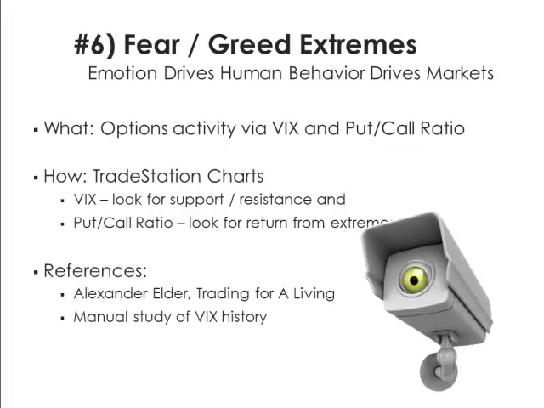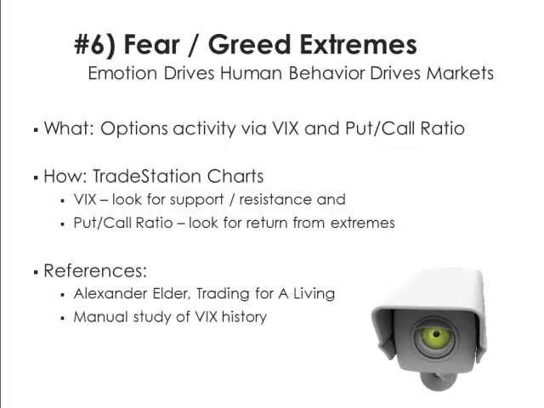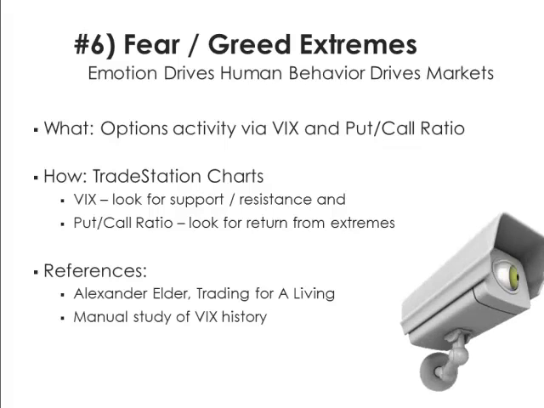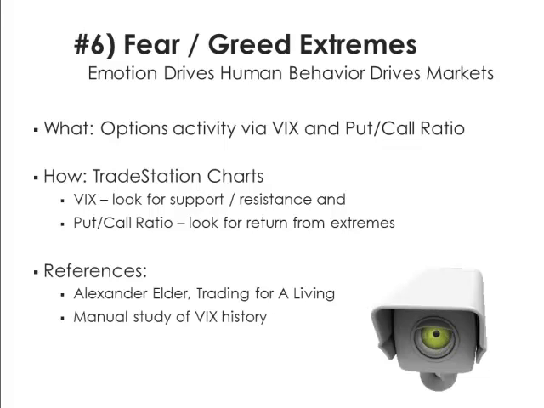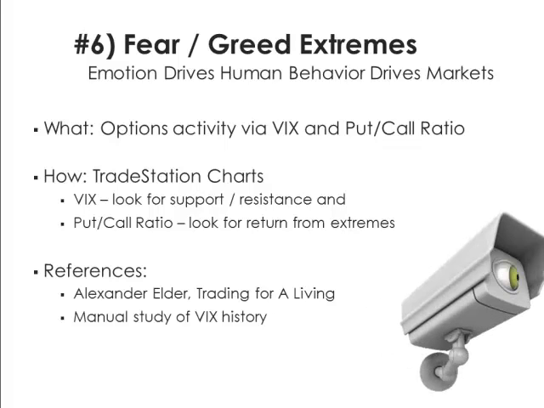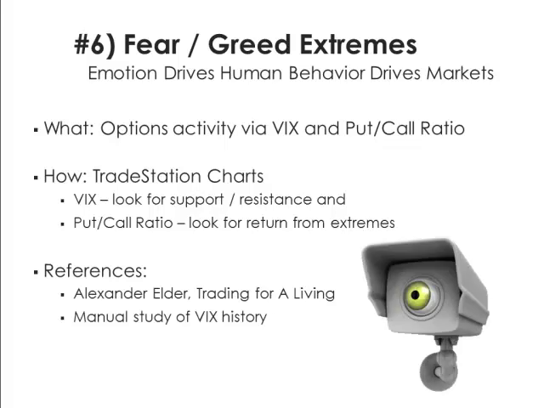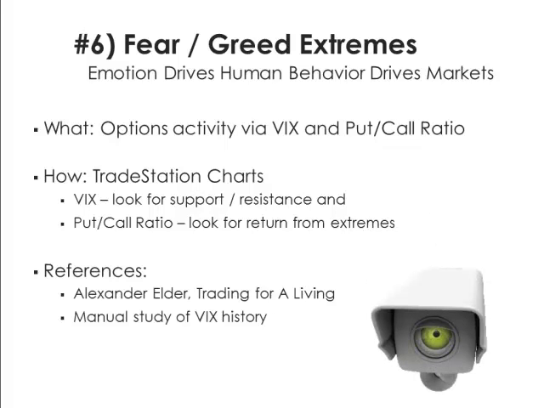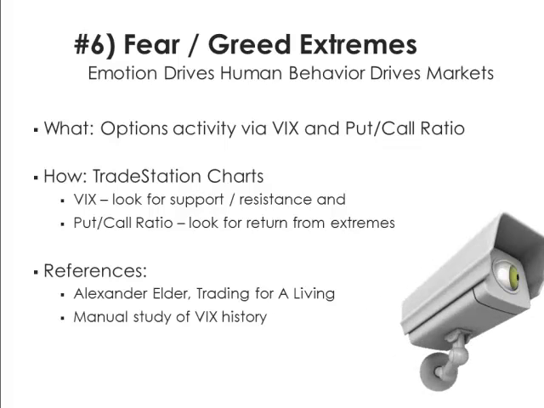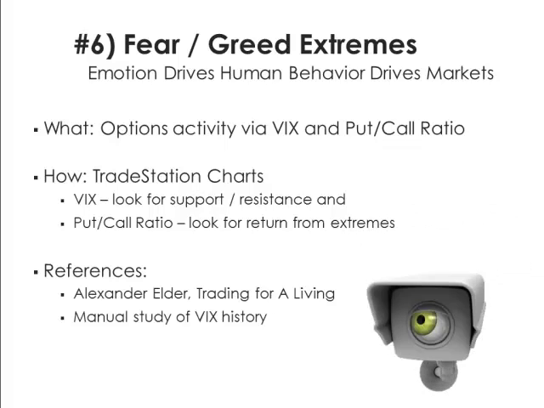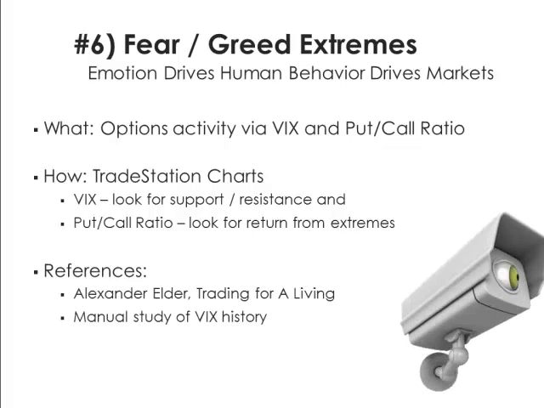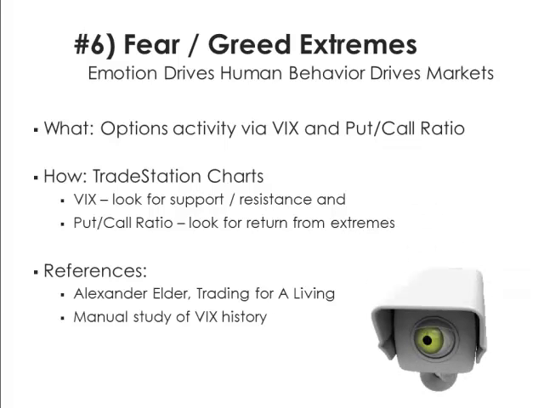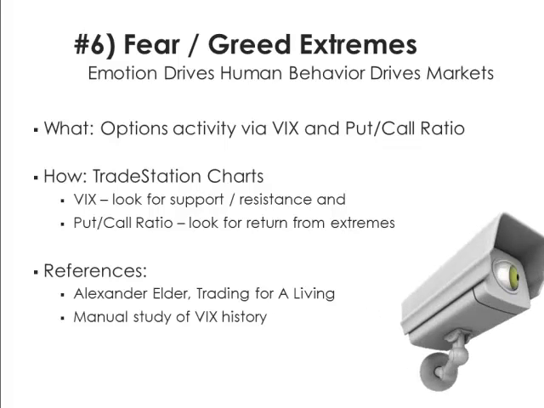You can also see some of this in the options activity via the VIX, which shows a measure of how much fear or complacency is in the market, and also via the put-call ratio, which shows a similar thing. So again, I could show you charts of the VIX, and I'm hardly an expert in the VIX. What I do is I look for support and resistance, and this is kind of based on going back through time and looking at how the VIX has worked in concert with the S&P 500 over the past couple decades.